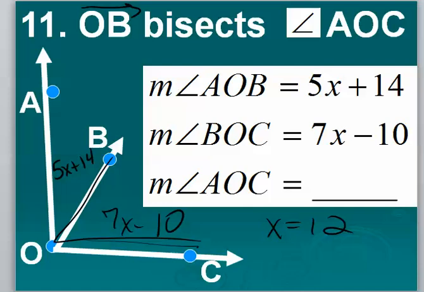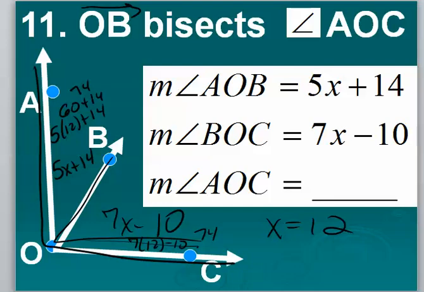Now this one does ask me for the measure of angle AOC. AOC is the entire angle. I don't know anything about the entire angle, so I'm going to plug into each half and add it up, or plug into half and double it to get the whole angle. If I plug in that x is 12, 5 times 12 plus 14: 5 times 12 is 60, plus 14 is 74. I'm going to plug into the other half just to make sure it's right. 7 times 12 is 84, minus 10 is 74. So the whole angle AOC is 74 plus 74, or 148 degrees.